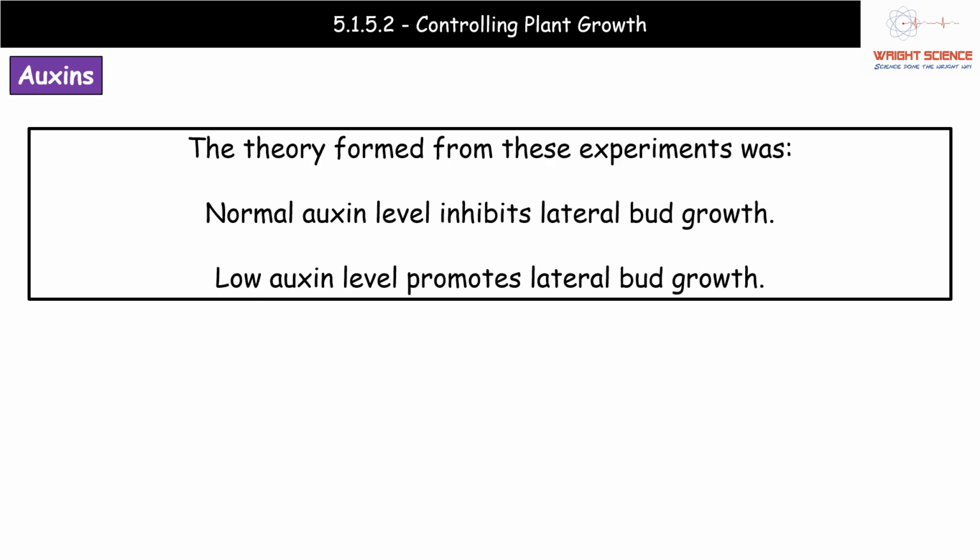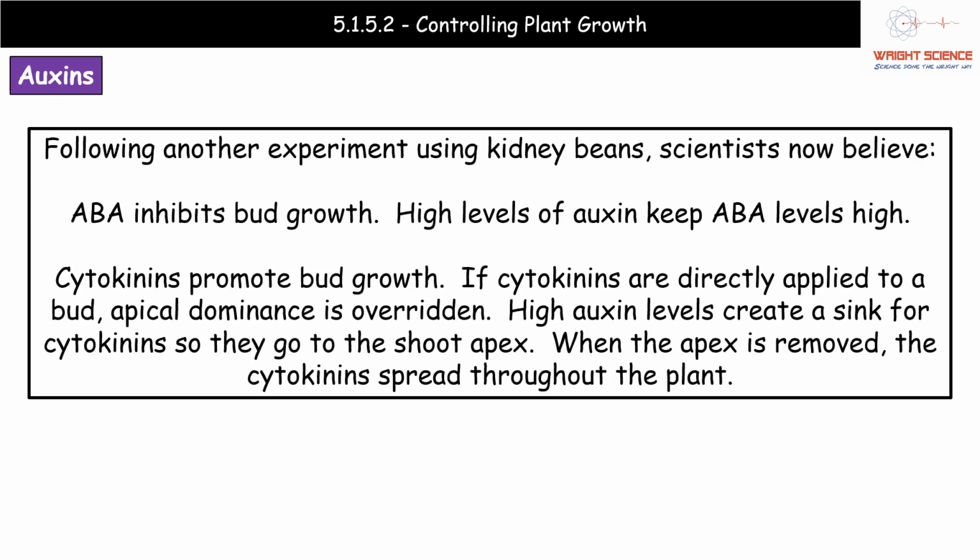So what we've got then are two theories formed from these couple of experiments. First one, normal auxin levels in our plants inhibit the lateral bud growth, and if we've got a low auxin level, it promotes the lateral bud growth. What we then go on to do is extend this.